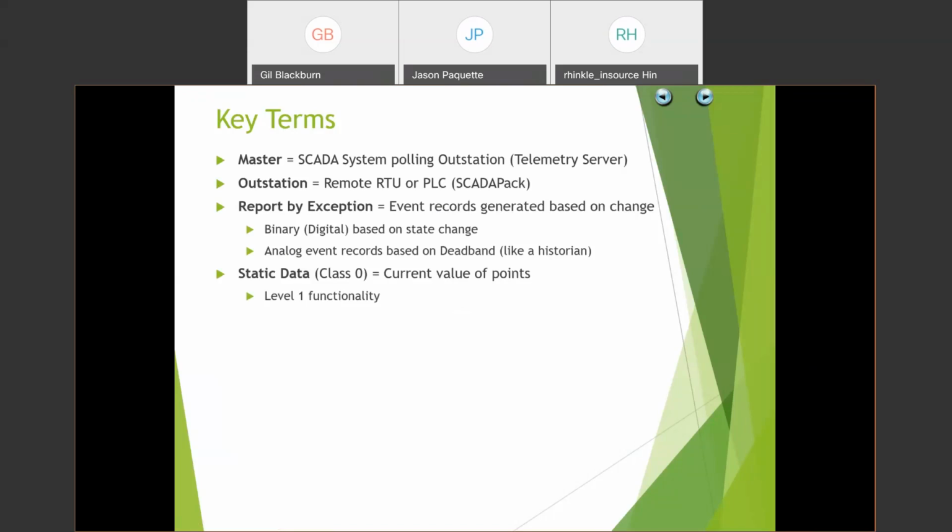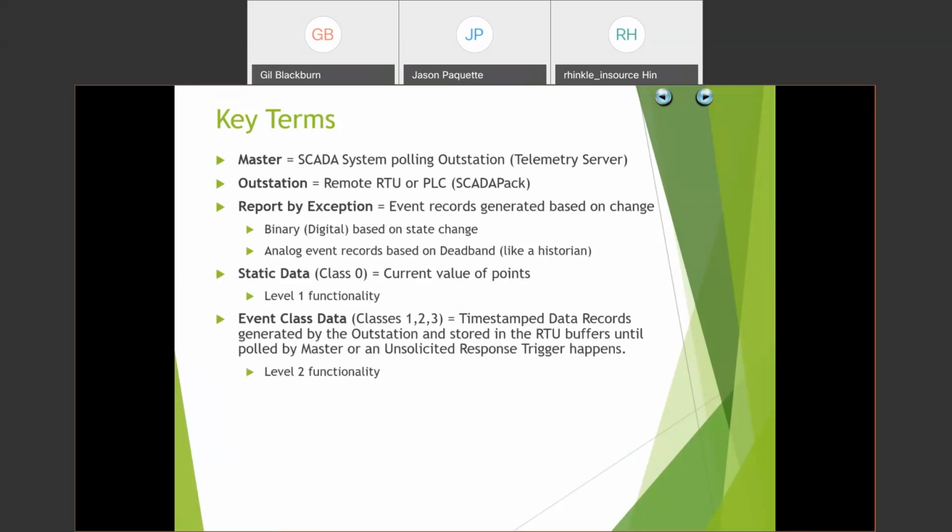Static data is really what the current value of the point is right now. And that's considered what's called level 1 functionality. Event class data, which is classes 1, 2, and 3, those are timestamped records that are generated down in the RTU. And they're held in the RTU until they're either polled by the master to say, hey, give me all your events, or some alarm condition that you want, called an unsolicited trigger, happens, and then the RTU will actually push that data up to the top end. And you can mix and match all these polling routines. Unsolicited response is when you have event data pushed up to the master without being polled from the RTU, and that's considered a level 3 functionality.